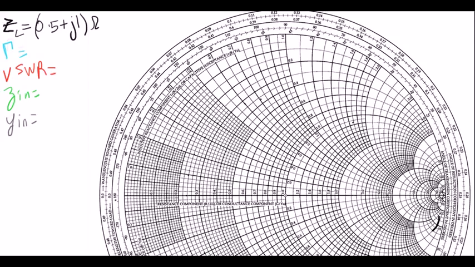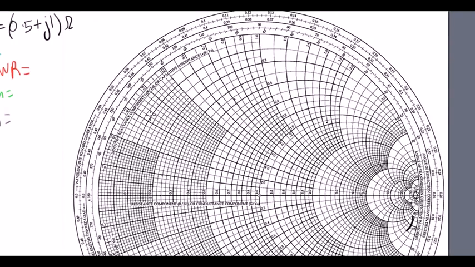Okay, now we can solve these without the equations using the Smith chart. We'll start with the reflection coefficient, but before we do that, actually we should draw the normalized load impedance. And before we start drawing this, just a quick review of how the Smith chart looks.